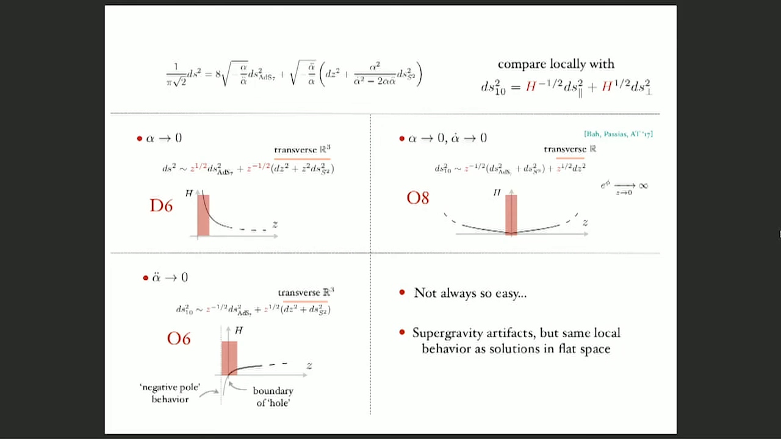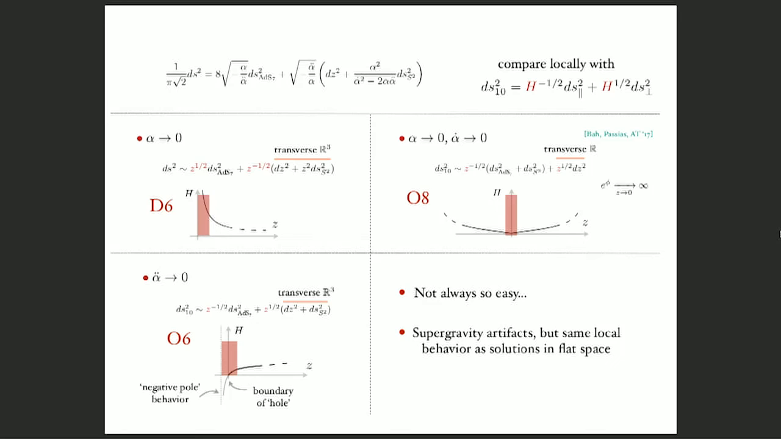I mean, of course, these are supergravity artifacts. They shouldn't be taken seriously. We know that they're not physical, and we expect them to be resolved in full string theory. And in some cases, we can demonstrate that to be the case. For O6 planes in flat space, we know how to do it.